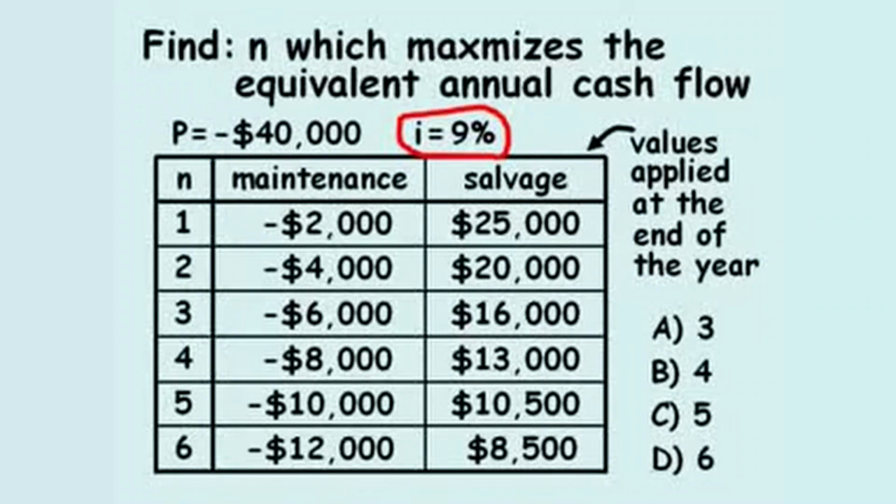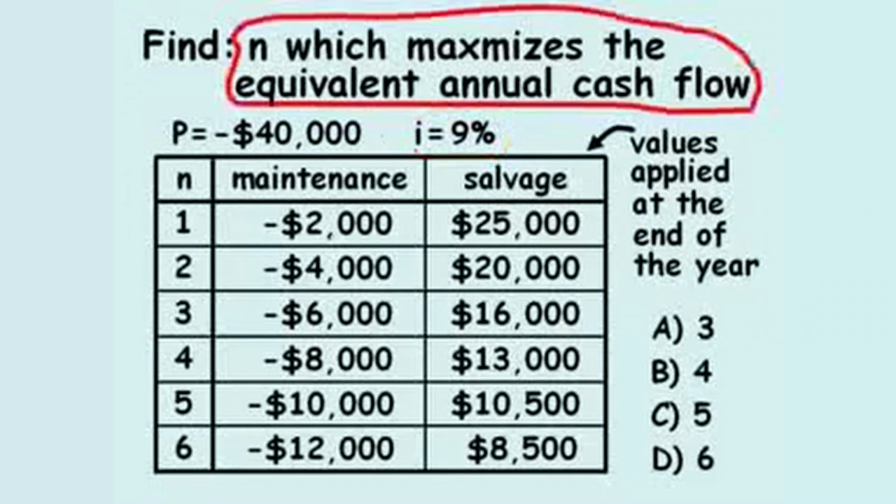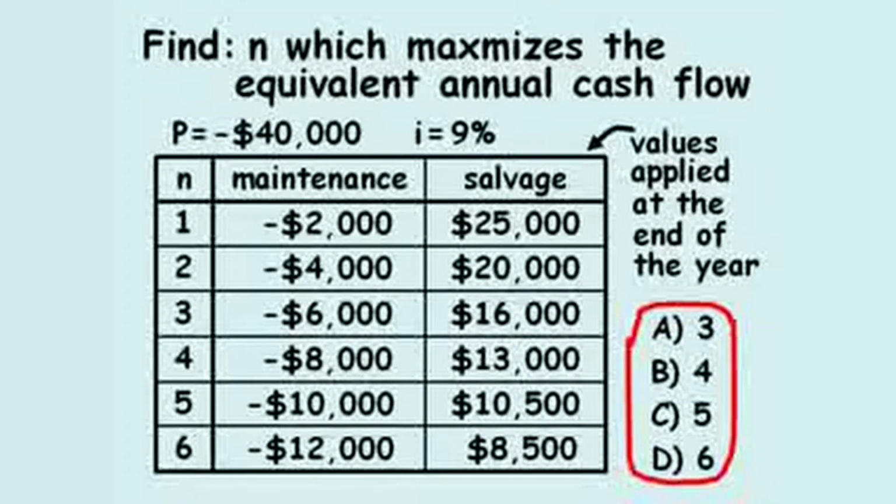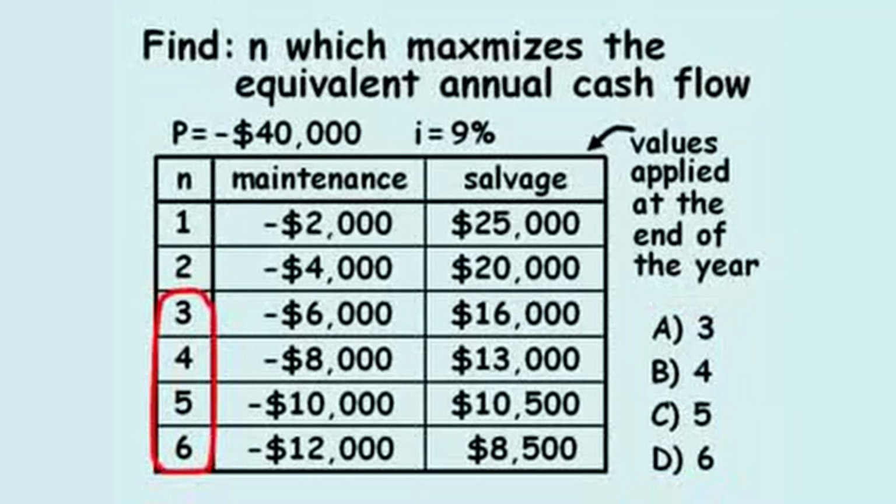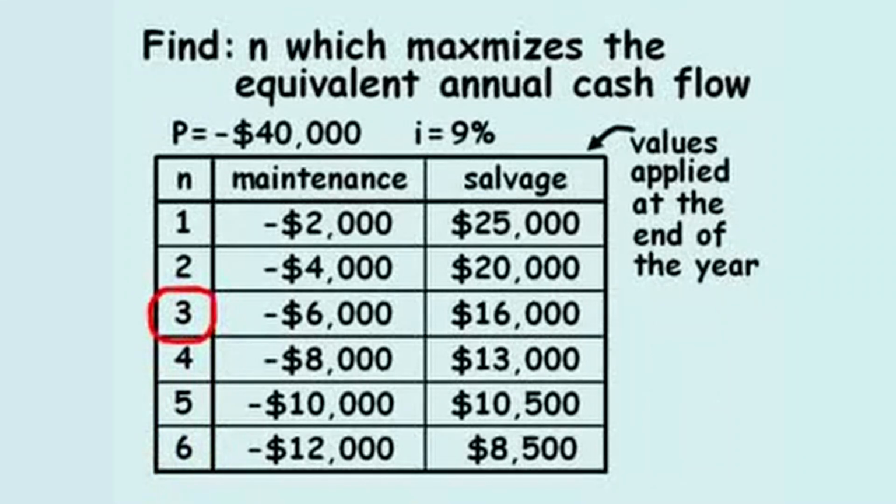The problem asks to find the year, N, which maximizes the annual equivalent cash flow, or amount. Since our answer must be either 3, 4, 5, or 6, we'll compute the annual equivalent cash flow for these 4 possible solutions and choose the year with the largest equivalent annual cash flow. We'll begin by computing the equivalent annual cash flow for N equal to 3.